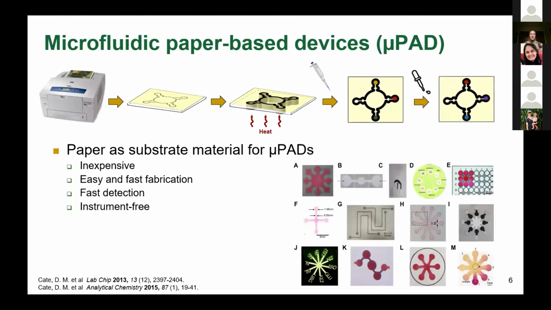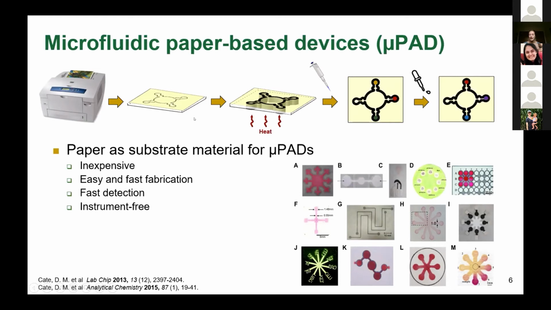A microfluidic paper-based device, or micropad, is a nice option that my lab has been developing for a variety of analytes. And these are all based on paper. So paper is a super easily obtainable substrate. We are using Whatman filter paper because of the porosity of it. The fabrication is super easy. So here I have a scheme of generally how we make it. We use a commercially available wax printer to print a design on paper.